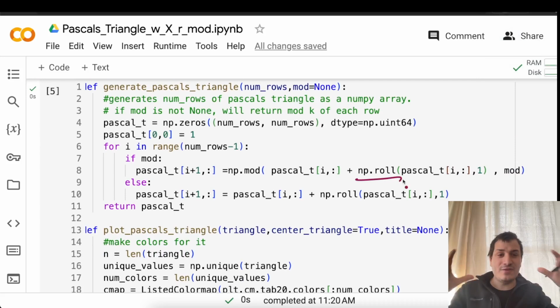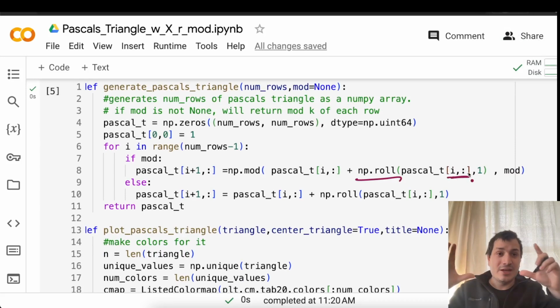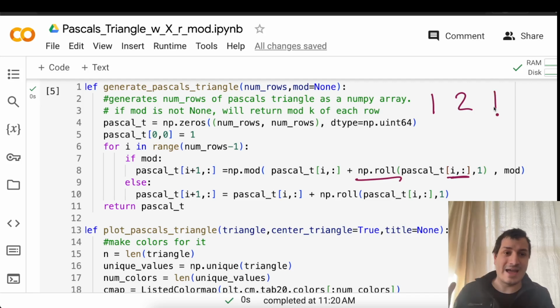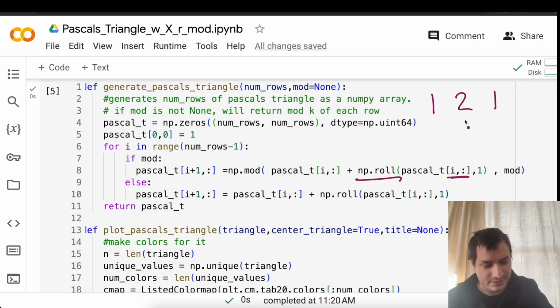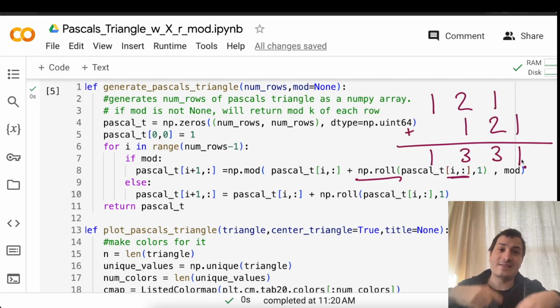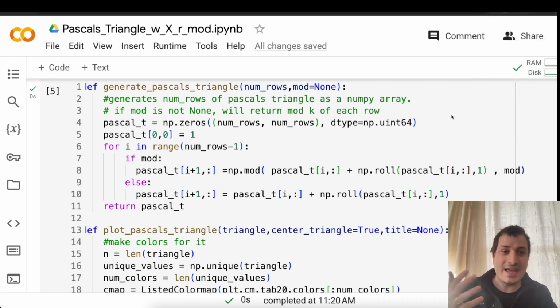np.roll is a command to shift everything over by 1. So you take the previous row, you shift it over by 1, and you add it to itself. So for example, if you had 1, 2, 1 as the last row, you shift it over by 1, you go 1, 2, 1, and then you add up the rows. Then you get 1, 3, 3, 1. That's the next row of Pascal's triangle. So that is how this one works. It's adding rows to itself, and it just does that a bunch of times.